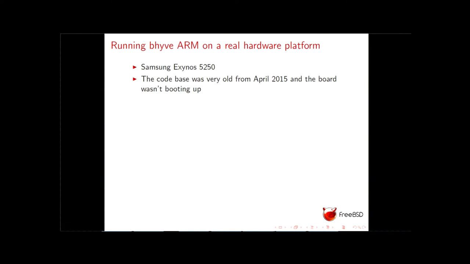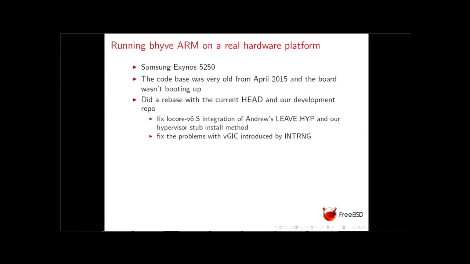The code base that we were working on was from April of the last year and was too old. The Exynos wasn't booting. The normal FreeBSD system wasn't booting on the board. So we did a rebase with head. We had multiple conflicts because it was 1 year and 1 month difference of the code. We fixed the problems with the virtual GIC introduced by the new interrupt platform, which permits multiple interrupt controllers.